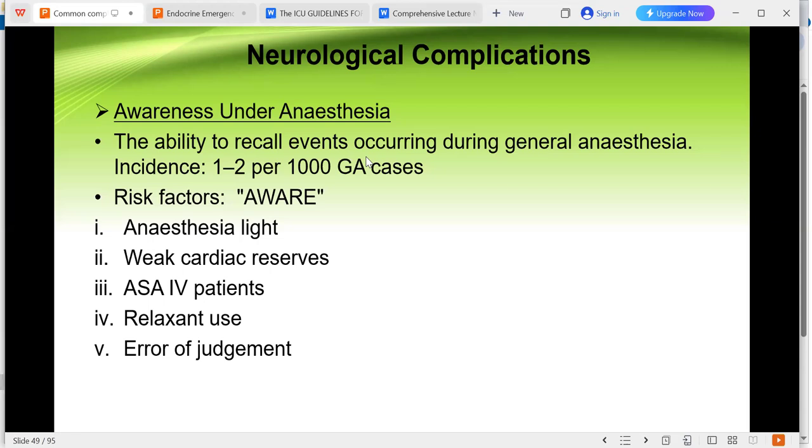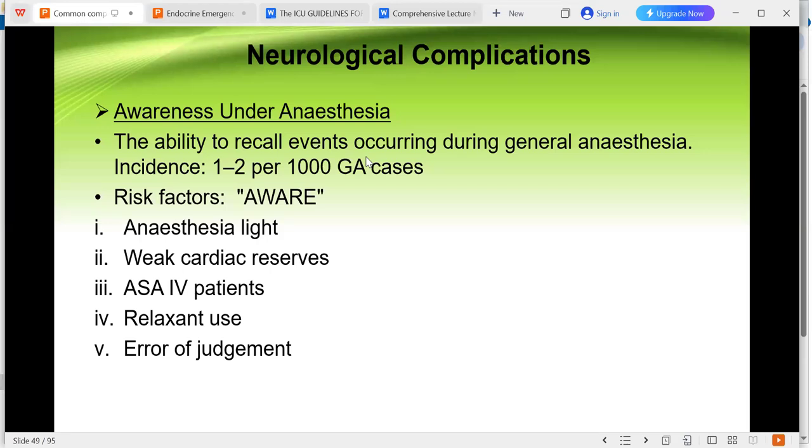And you don't want to depress the cardiovascular system. Patients with weak cardiovascular reserves, okay? Patient with ejection fraction less than 25, thereabout. You don't want to give too much anesthesia. Patient with ASA 4, all right? Patients where you have relaxant use, and this is common, all right? Always ensure that your patient has proper hypnosis before relaxant.